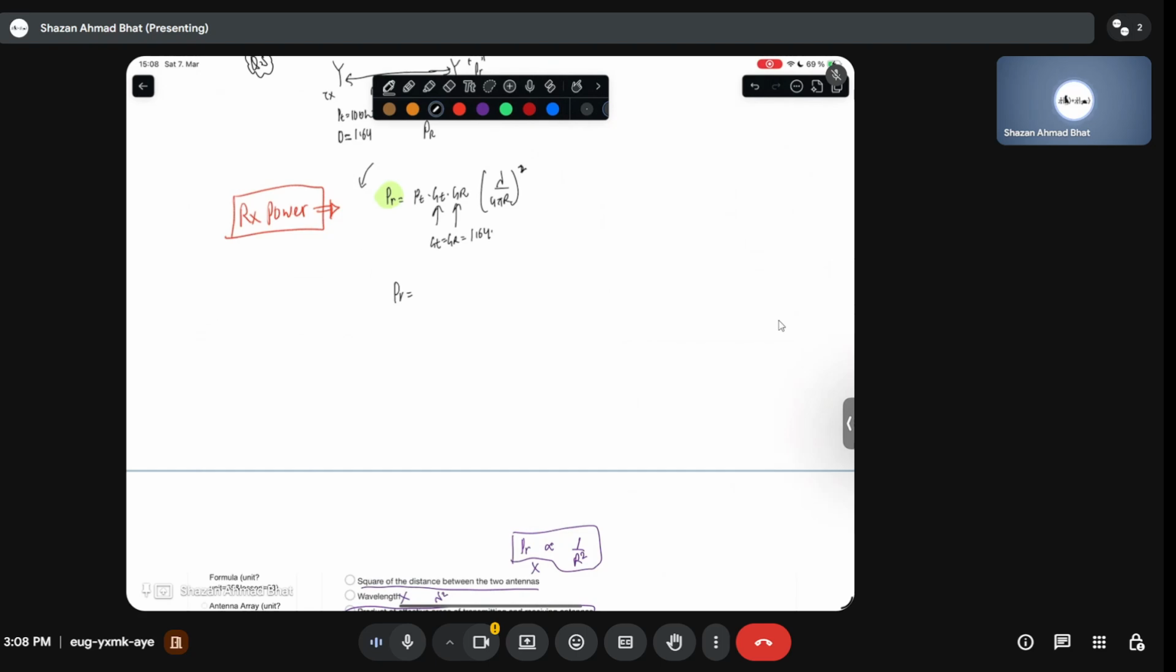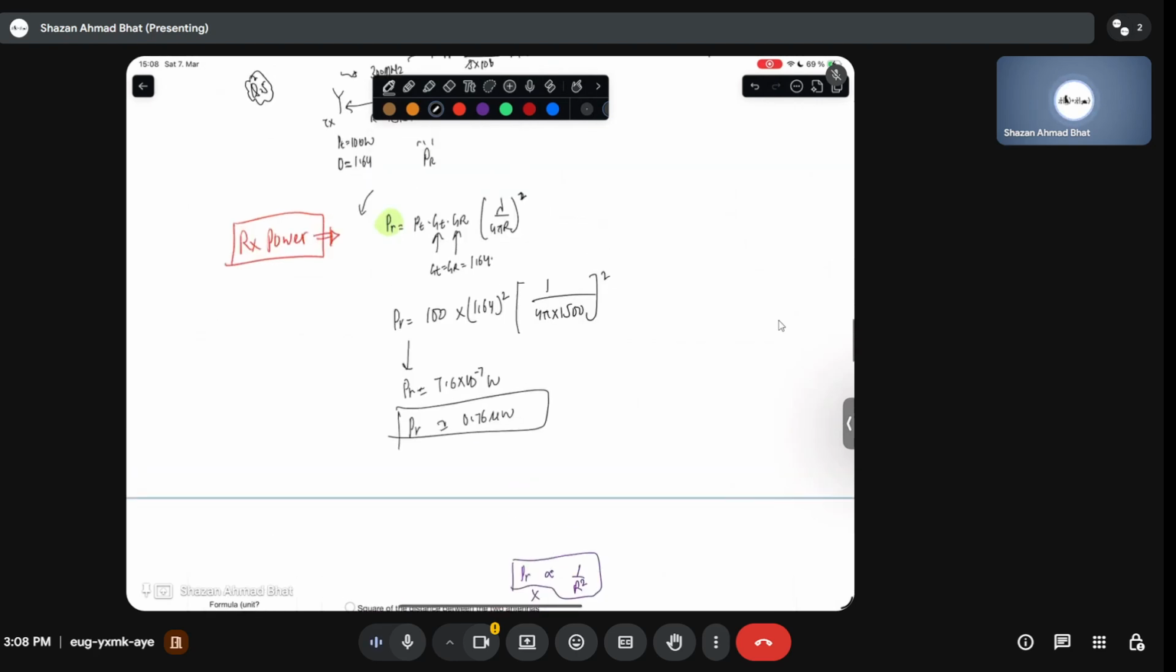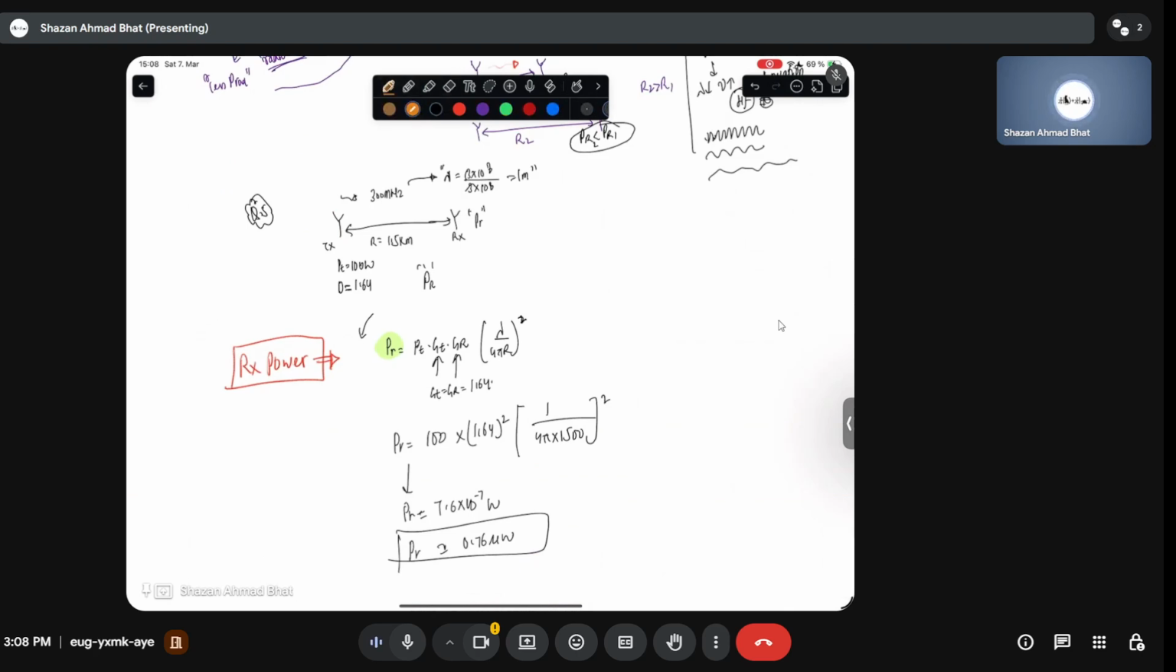So you're going to use PR equal to 100, which is the transmitted power, into 1.64 squared, which is GT and GR, into 1 meter over 4 pi into 1500 meters, squared. When you compute this, you get the received power to be around 7.6 into 10 to the power minus 7 watts, which is around 0.76 microwatts. So you see how much power is received, it's very small. You transmitted around 100 watts and this has received around 0.76 microwatts.